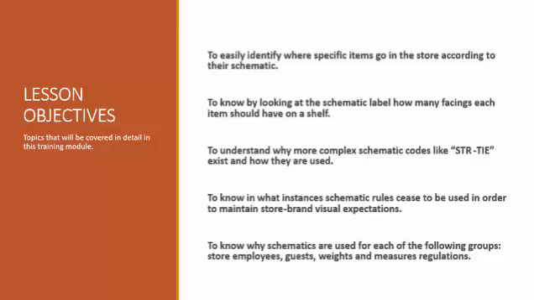What you're going to learn in this training session is how to stock the store. First of all, you're going to learn to easily identify where specific items in the store go according to their schematic numbers. To know by looking at the schematic label how many facings each item should have on a shelf. To understand why more complex schematic codes like STR tie exist and how they are used. To know in what instances schematic rules cease to be used in order to maintain store brand visual expectations. And to know why schematics are used for each of the following groups: store employees, guests, and weights and measures expectations.